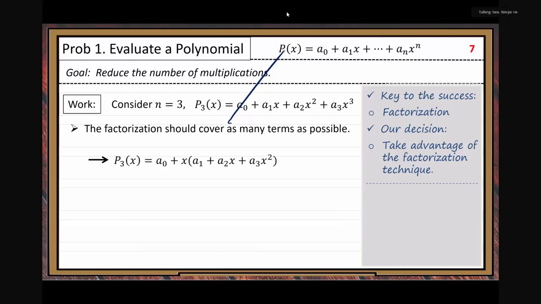So here, let's do the first round factorization. Factor 1x out. Then we have a big pair of parentheses. This pair of parentheses covers 3 terms. In the 3 terms covered by this pair of parentheses, do we have a further chance to do some factorization?